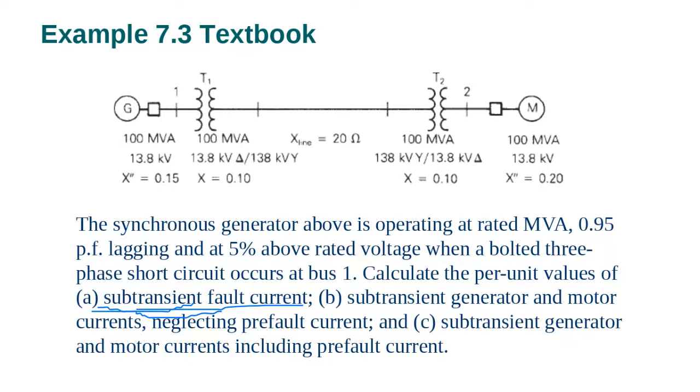And then also we have subtransient motor current. So and then we discussed that the current comes from the generator and motor. Where are these motors? Motor here, the load, and this is the generation. Simple. So when a fault happens at bus number 1, how do we know bus number 1? It's given that the fault is at bus number 1.